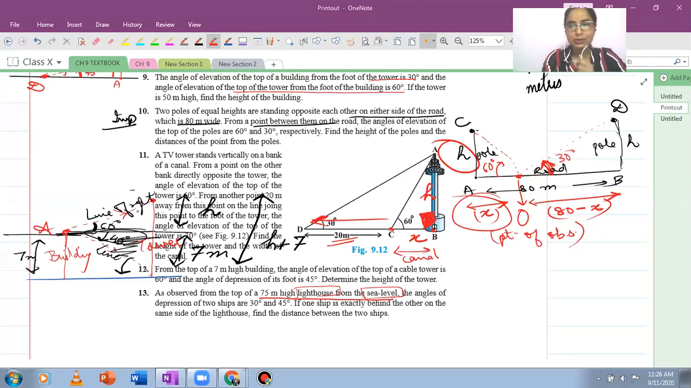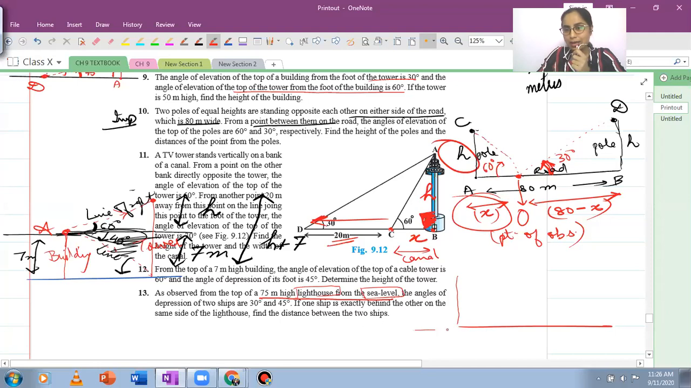Okay, so you need to just draw the figure for this one. I'll just simply draw here. So you have a lighthouse. So let's just draw a lighthouse. Earlier, I have been marking this as ground. Now I will mark this as sea level. So this is the sea level. And this is the lighthouse.